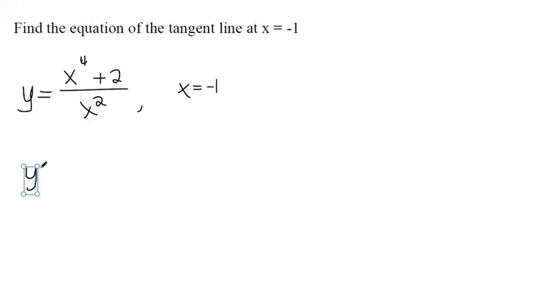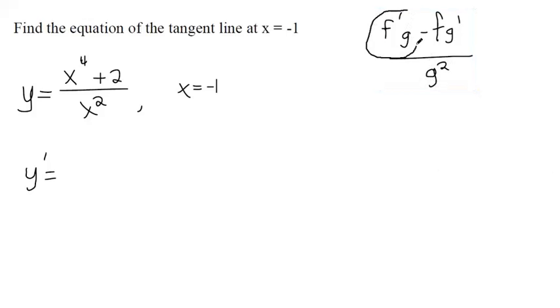We can take a derivative of y with respect to x. And in order to do that, this is a function of x in the numerator and a function of x in the denominator. We can use the quotient rule to help us out. And a quick shorthand notation of the quotient rule looks like this.